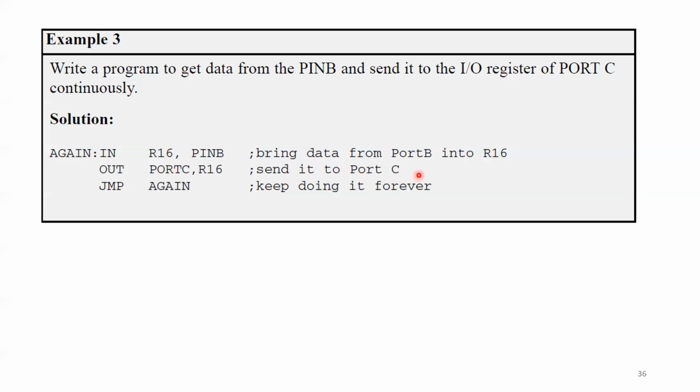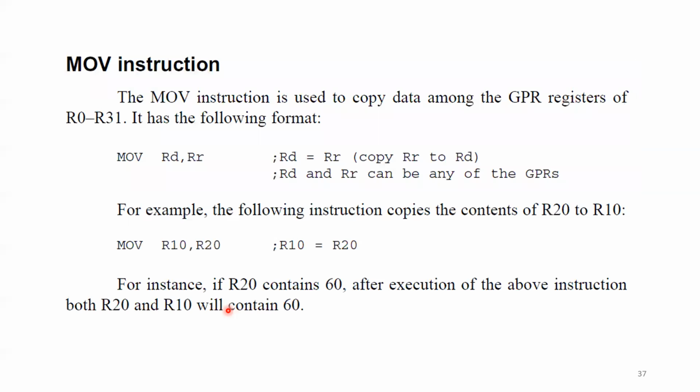In order to repeat this operation, we are just going to jump. So jump here means go to the address which has the label name again. So it would now move to IN again, and it will continue moving the data from port B to port C. Okay. Later on, we will discuss all of the jump and loop instructions.